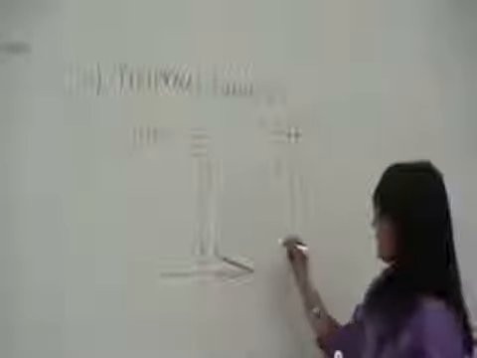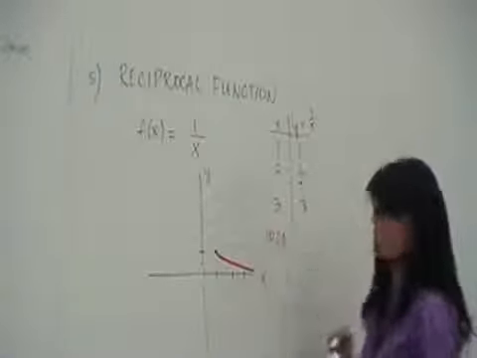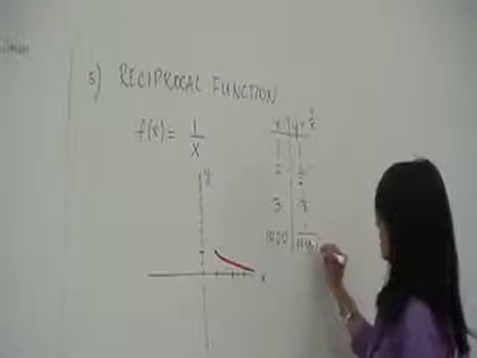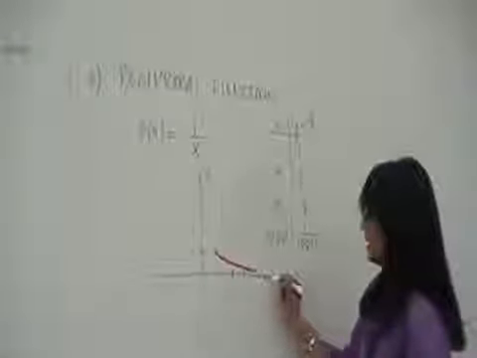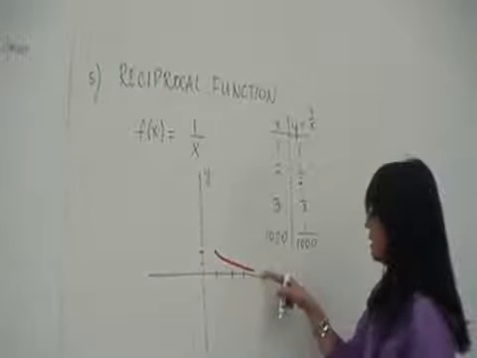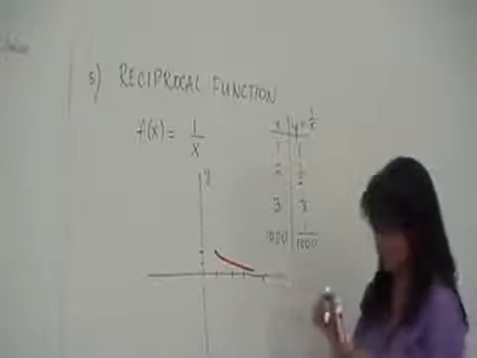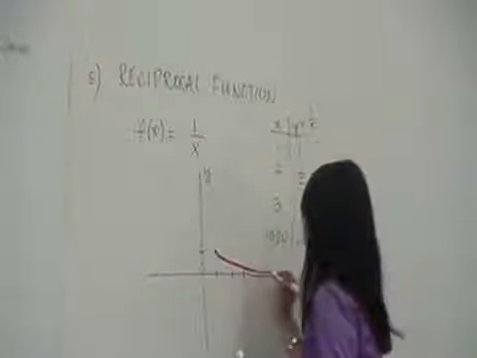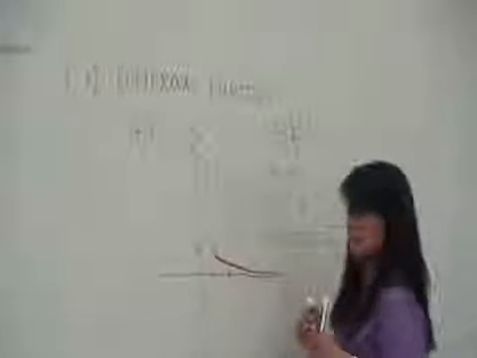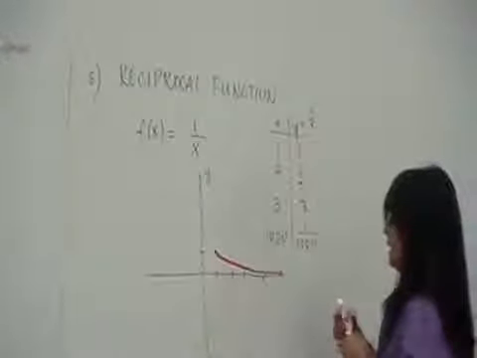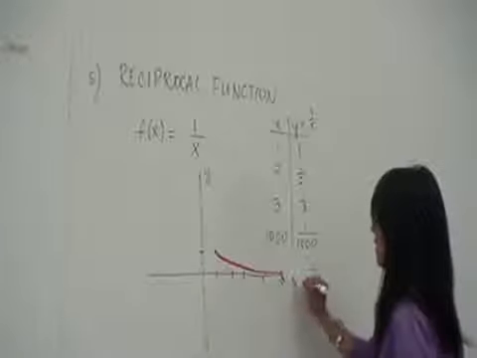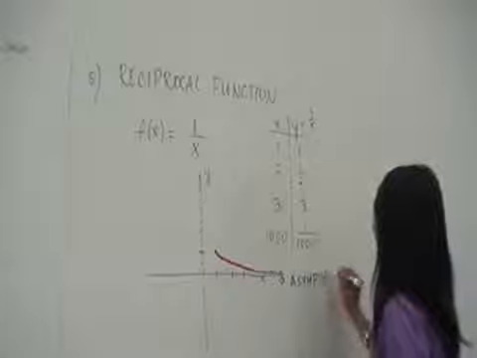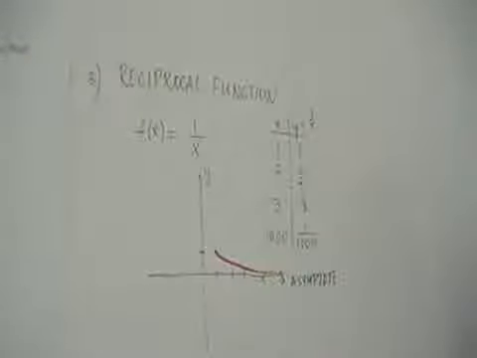If you keep assigning big numbers like 1,000, what's the reciprocal of 1,000? 1 over 1,000, which is a very small number. Will this y value ever become really 0? Will it hit this? No. Do you remember what it's called when we approach a line but never actually touch it? You will have an asymptote. Remember that? So that will be an asymptote.